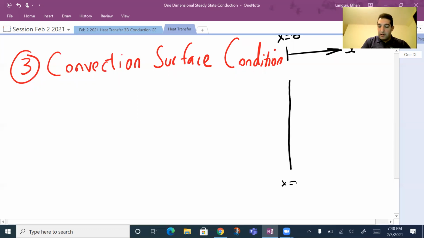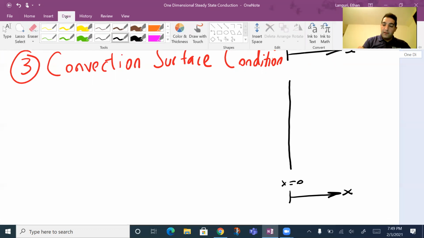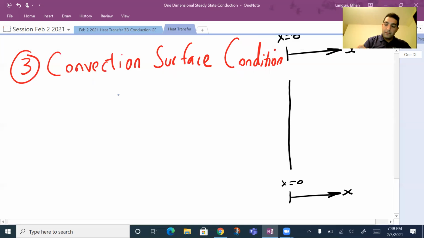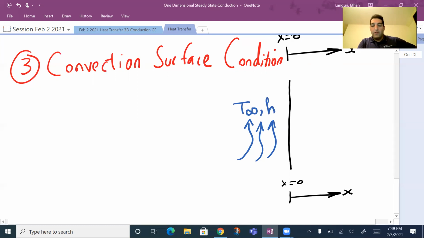And again, this is my x equals 0 location. X starts this way. And on one side of the wall, we have a fluid movement. So let's show it like this. And any fluid movement with convection, we show it with its temperature T sub infinity and with its heat transfer coefficient, right? So that fluid has its own h and its own temperature T sub infinity.